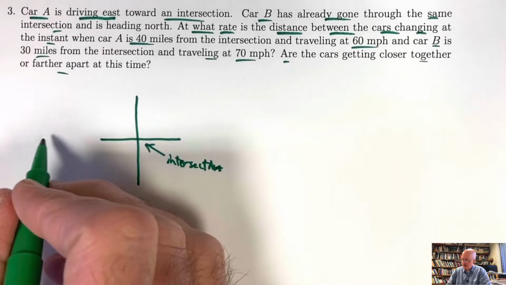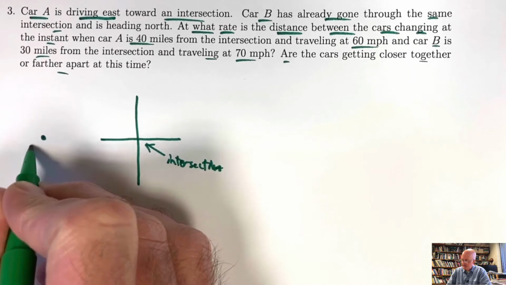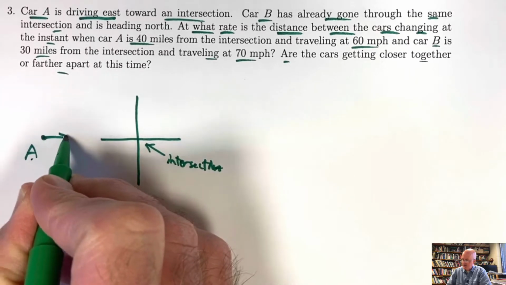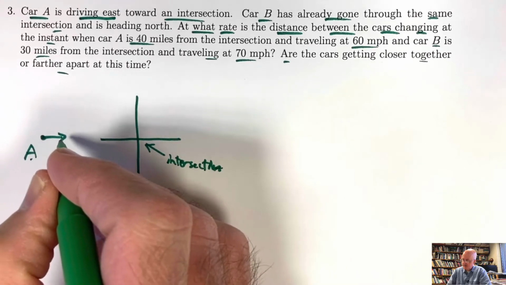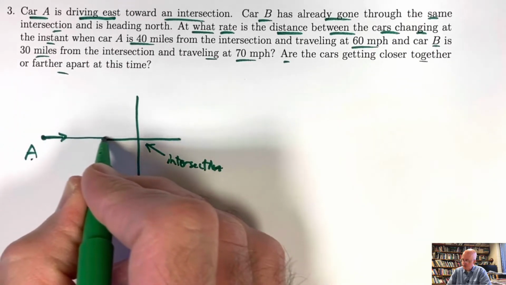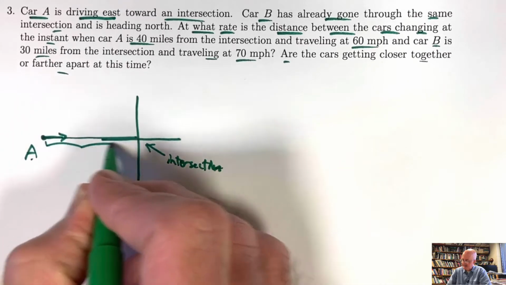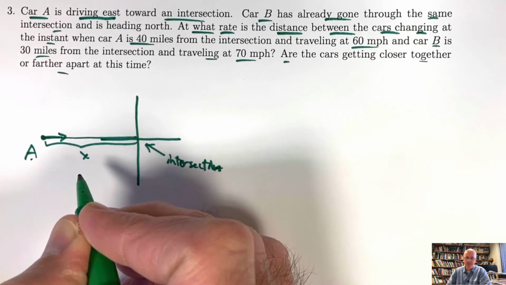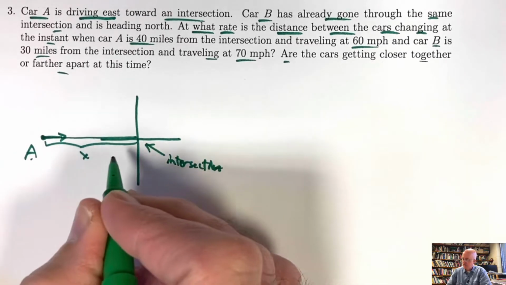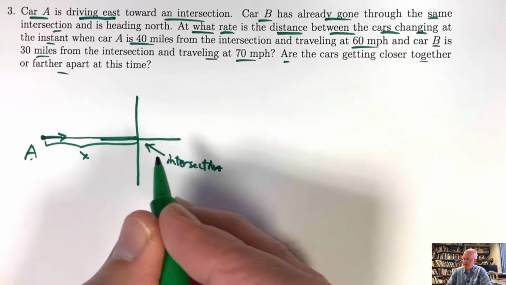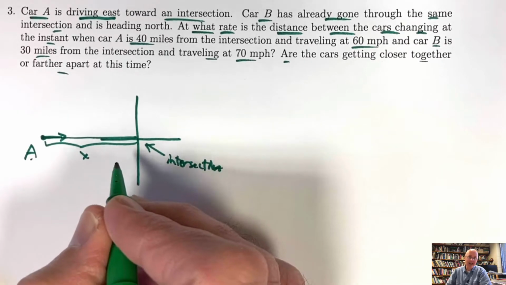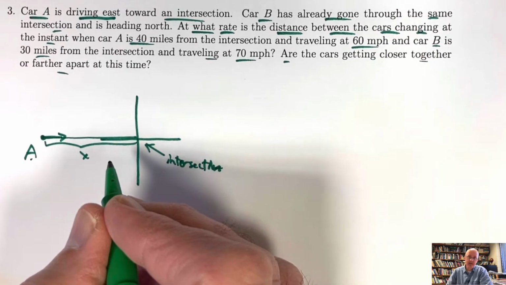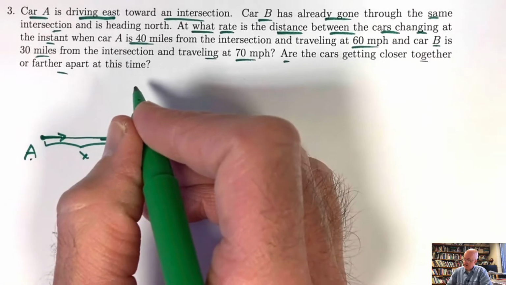Let's go ahead and draw car A here. A is right there, and it's moving eastward. If I call this total distance here x, that's the distance A has to go eastward to get to the intersection. x is changing over time. In fact, since A is moving to the right, x is decreasing. dx/dt is negative.